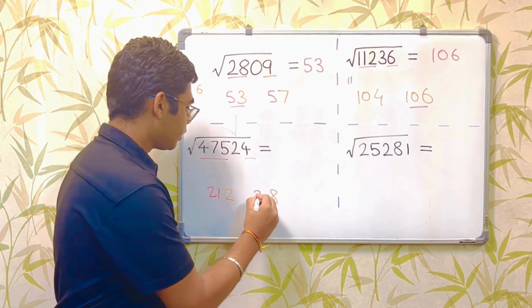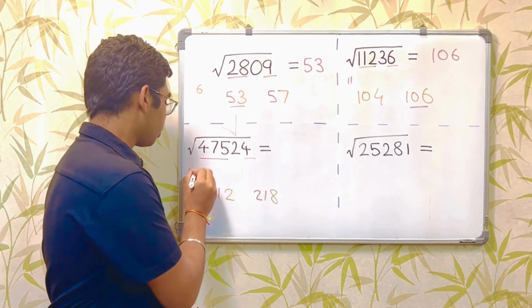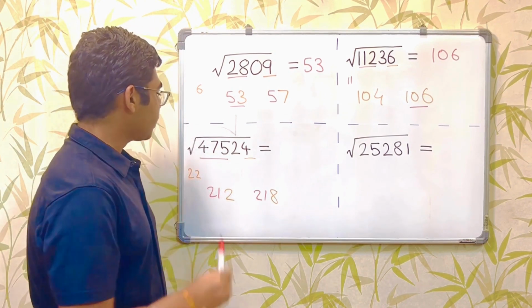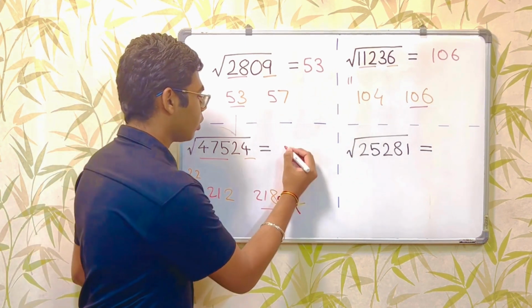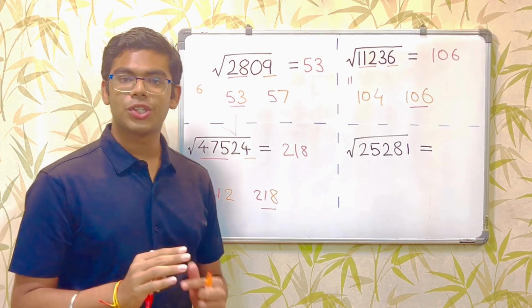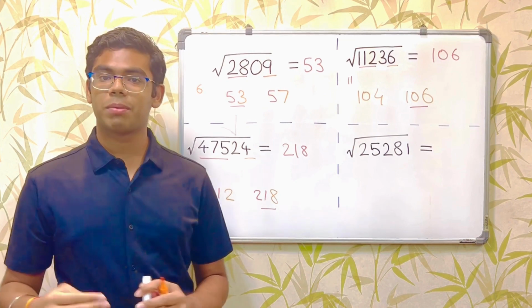Now, for a final step, I would multiply 21 with 22. 21 into 22 gives us 462, and 462 is less than 475, so I would choose the bigger number. So the square root of 47524 is 218. So the more squares you remember, the easier this trick becomes.